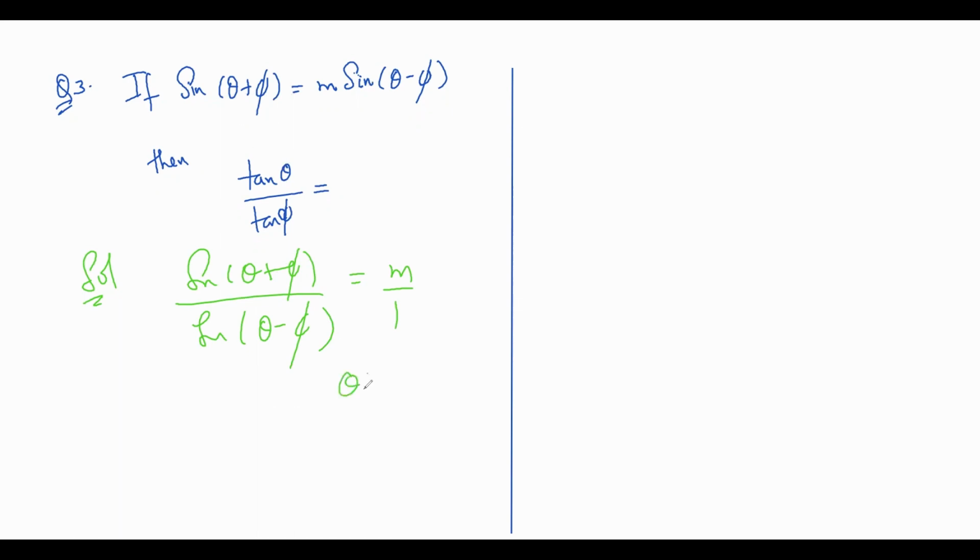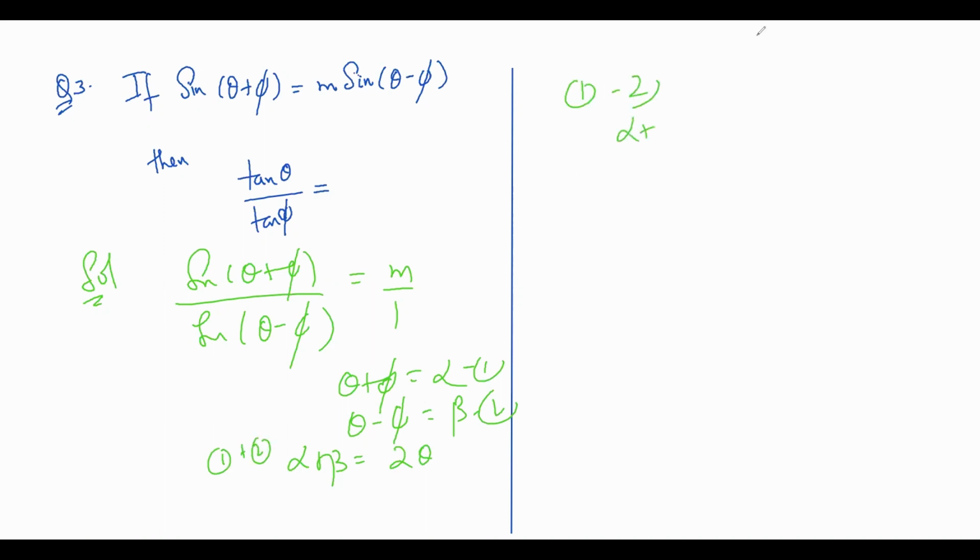If suppose this my angle is alpha and this is beta, and adding 1 and 2 I get alpha plus beta, that comes out to be 2 theta, and by subtracting I get alpha minus beta, and on RHS I get 2 phi. Further dividing this by 2 I get theta, and further dividing this by 2 I get phi.